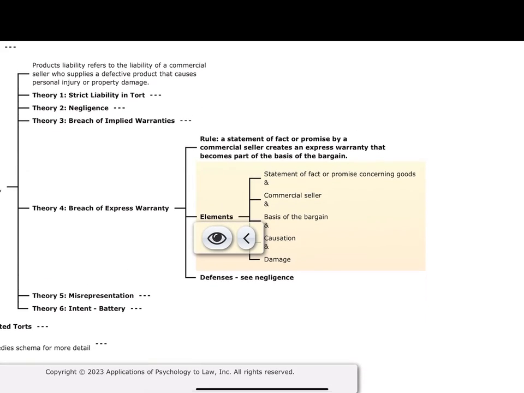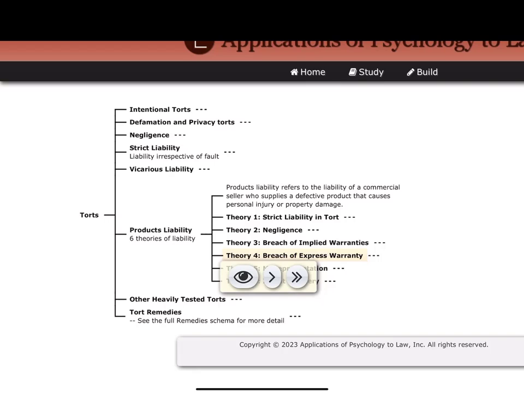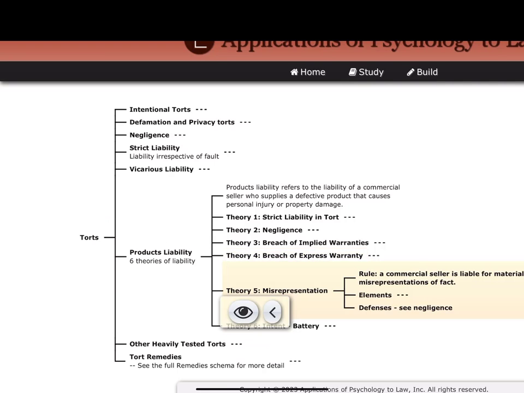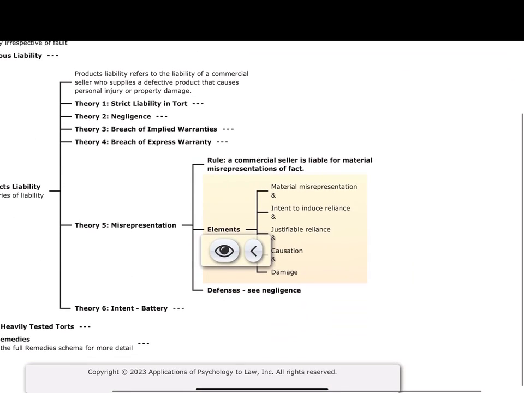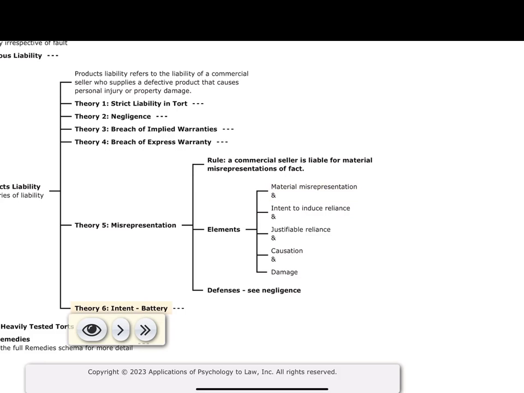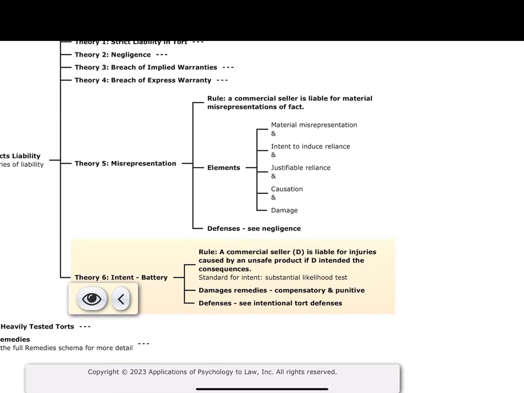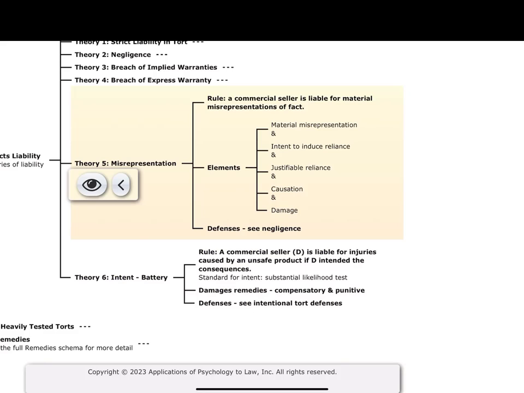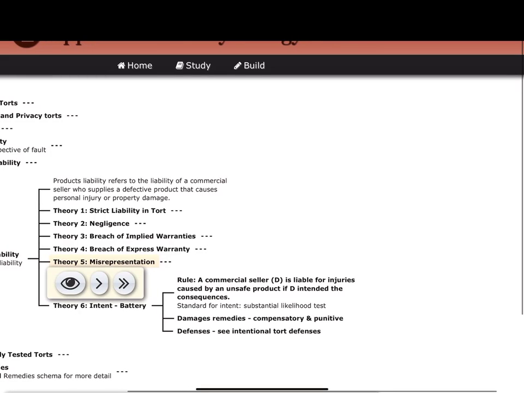The 5th theory is misrepresentation. To find that, you need to find a material misrepresentation that the defendant intended to induce reliance. Sometimes we can meet that intent element, and other times it's just not there in the facts. That's the 5th theory. The 6th theory is battery. A commercial seller is liable for injuries caused by an unsafe product if the defendant intended the consequences. That one is, I think, least often applicable, but there it is. It's the 6th theory.